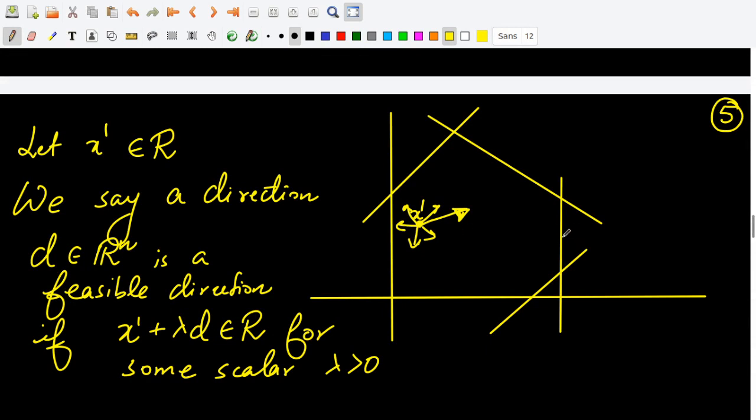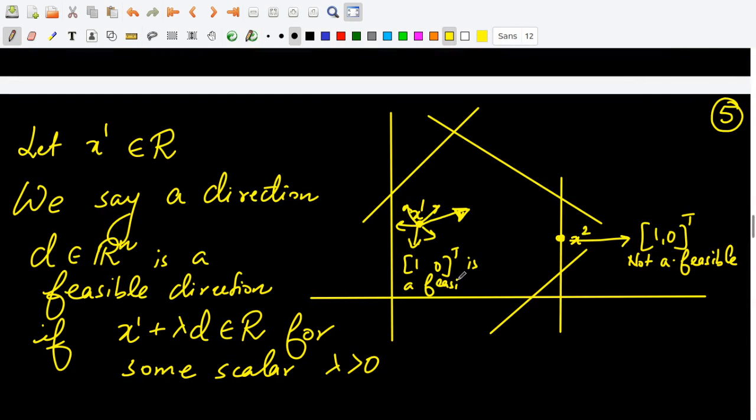On the other hand, if I am at a point x2, then the direction (1, 0) transpose is not a feasible direction, because the moment I take even the tiniest of steps in this direction from x2, I will leave the feasible region. Okay, so a feasible direction really depends on where my point is. Okay, (1, 0) is a feasible direction at point x1, but it is not a feasible direction at point x2.